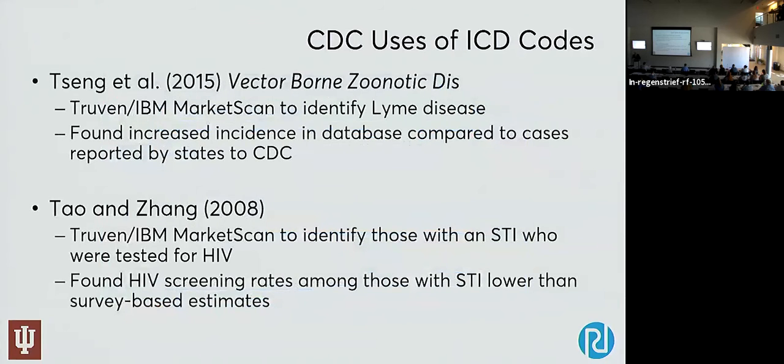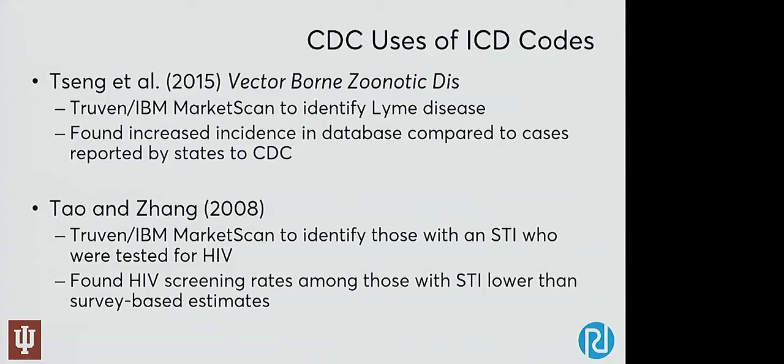Here's a couple examples of how they used it. Recently at CDC, one study used MarketScan to identify Lyme disease to assess prevalence across the population. In particular, this study looked at 13 high incidence states. What they found is they could find more cases in MarketScan for those high prevalence states than what they get from the state health departments that report to CDC. So CDC says, aha, we can find new cases, right?